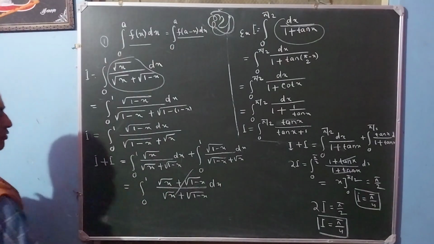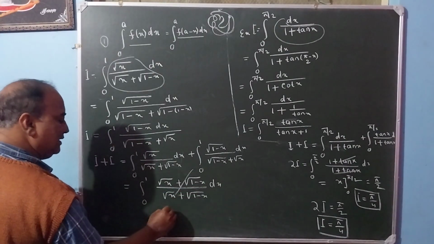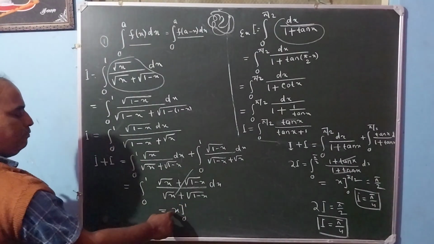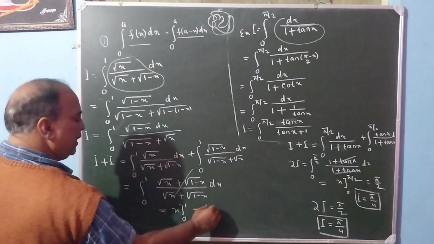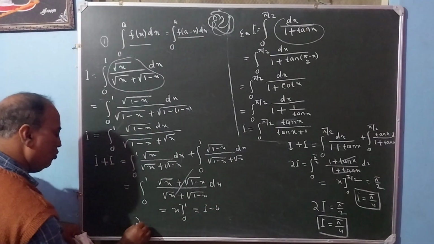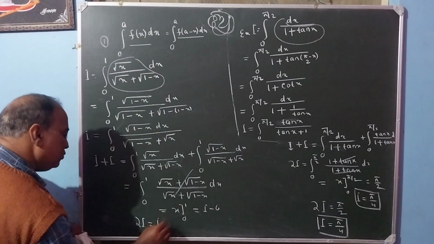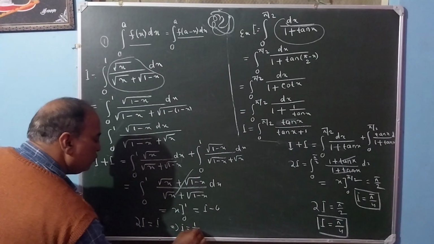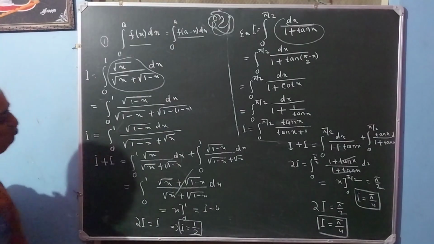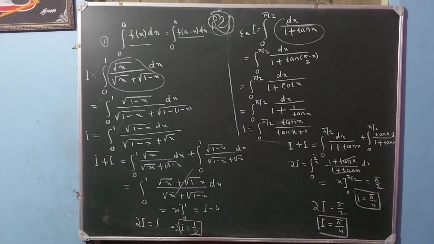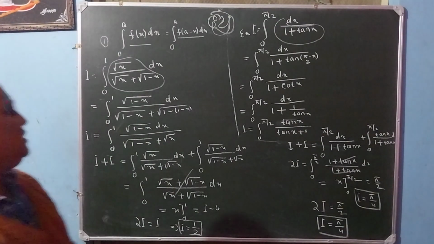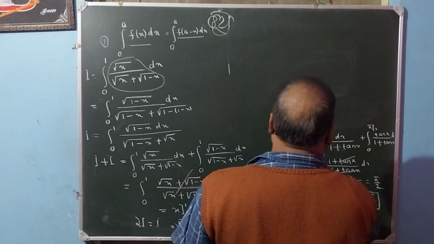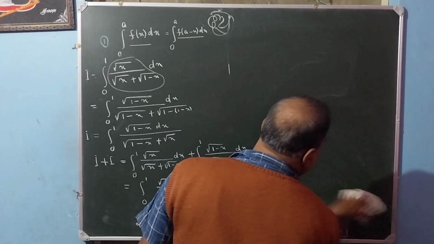So this cancels. So integration of dx is x evaluated from 0 to 1. Upper limit put x, 1 minus 0. So 2I is equal to 1. So I is equal to 1 by 2. This is the answer of this question. I is equal to 1 by 2. Okay, so let us take another example by using this formula.